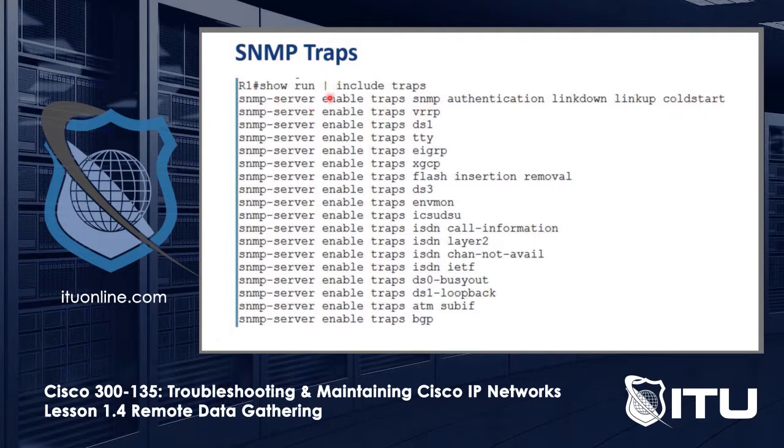We could show run, pipe, include traps, and we could see all of the traps that are enabled already. So including link down, link up, cold start, Virtual Router Redundancy Protocol. We can see for TTY and EIGRP and inserting or removing flash. And I mean, there's a lot of them: ISDN, BGP, ATM, serial ports. There's a bunch of traps that we can include. This isn't even all of them.